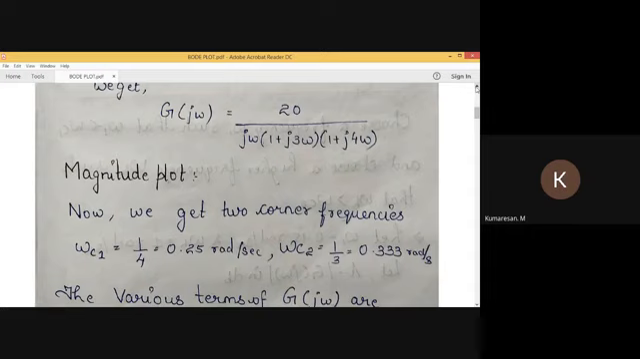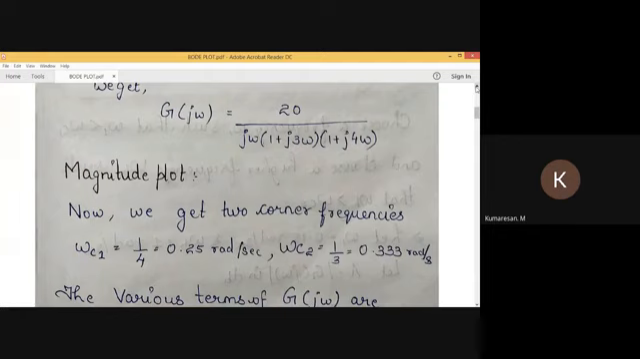So omega C1, the first corner frequency, we have to find out. 1 divided by 4 equals 0.25 radian per second. This is one of the corner frequencies. Then another one is 1 by 3, which is 0.333 radian per second. This is the other frequency. In the given frequencies, we have to choose which one is the lower and which one is the higher.